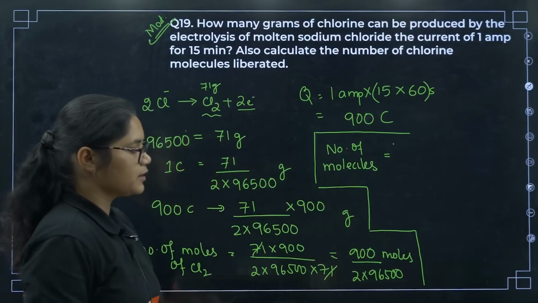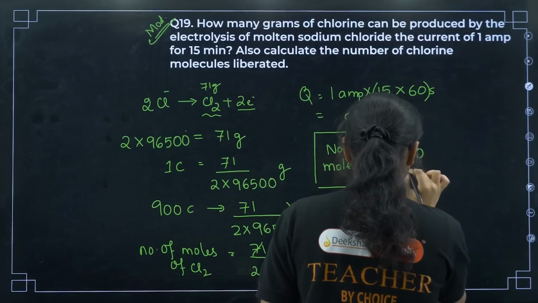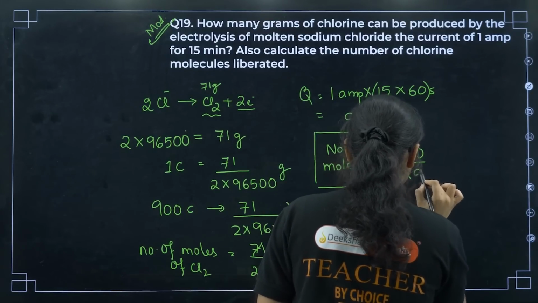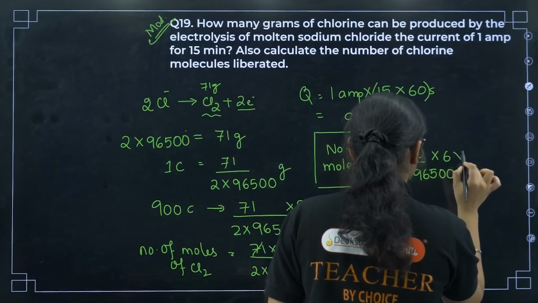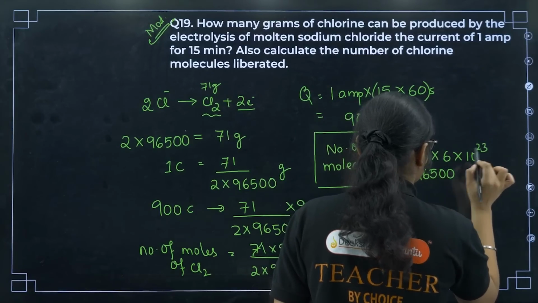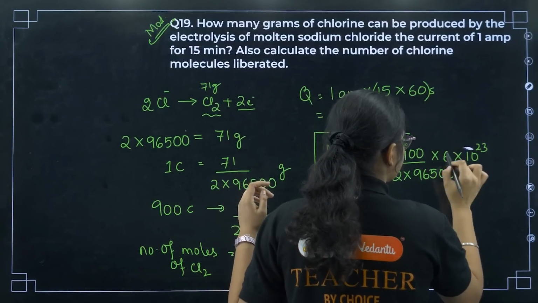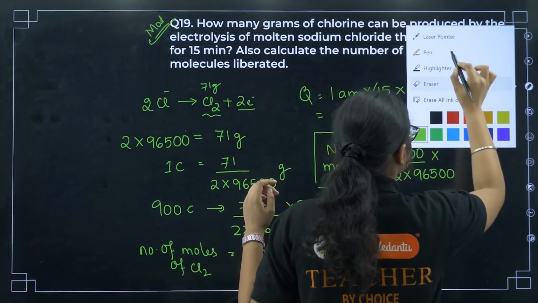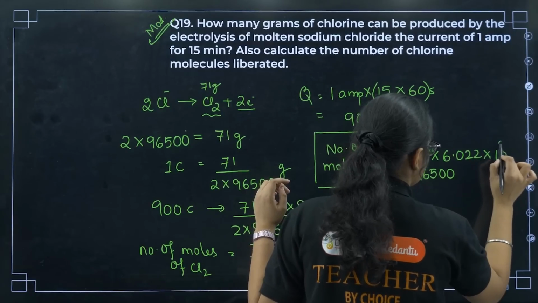Number of molecules is what? Number of moles into Avogadro number. So 900 divided by 2 into 96500 into 6 into 10 to the power of 23. You can take it better, you have a calculator, so we don't have to do any approximation here. So you can take 6.022 into 10 to the power of 23.